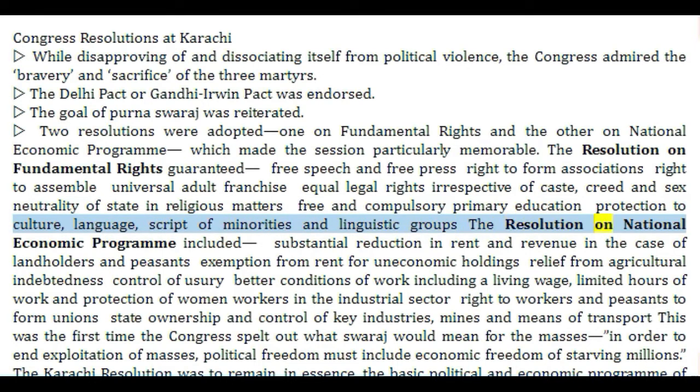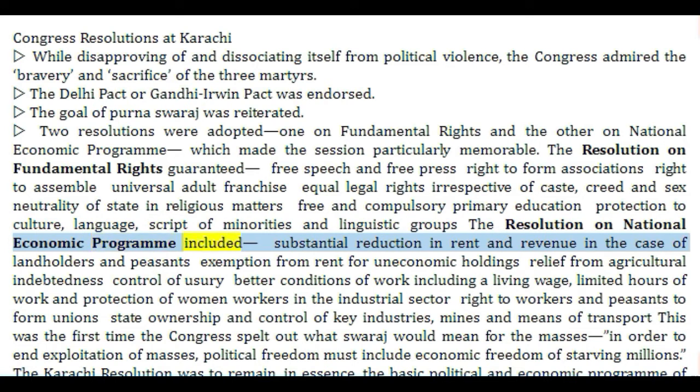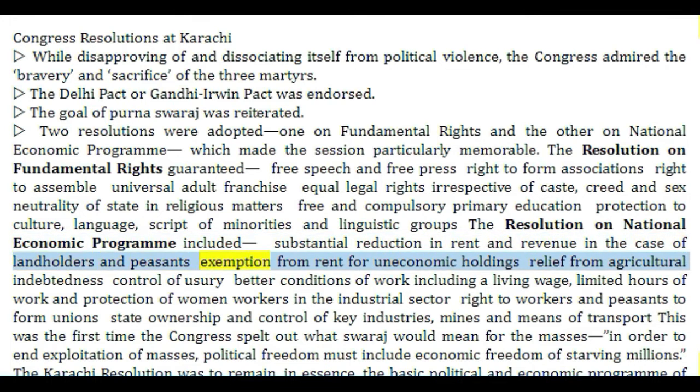The resolution on national economic program included substantial reduction in rent and revenue in the case of landholders and peasants, exemption from rent for uneconomic holdings, relief from agricultural indebtedness, control of usury, better conditions of work including a living wage, limited hours of work and protection of women workers in the industrial sector, right to workers and peasants to form union, state ownership and control of key industries, mines and means of transport.